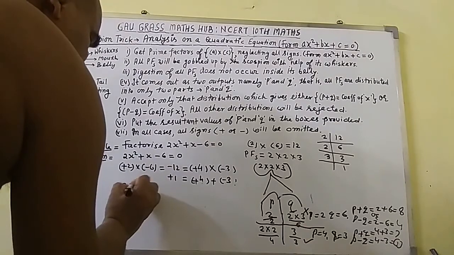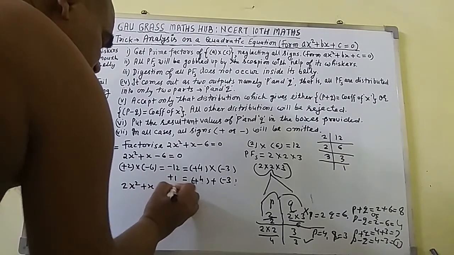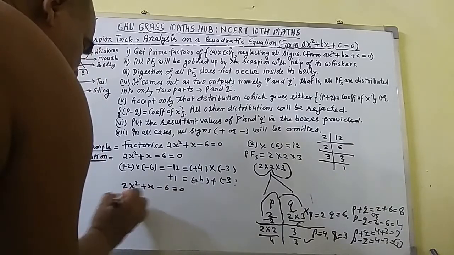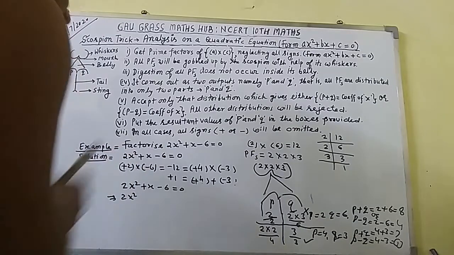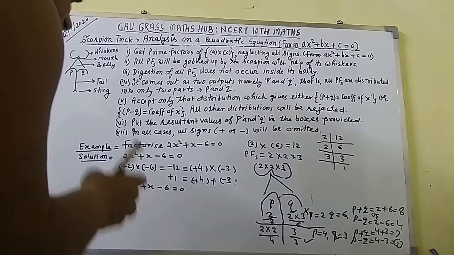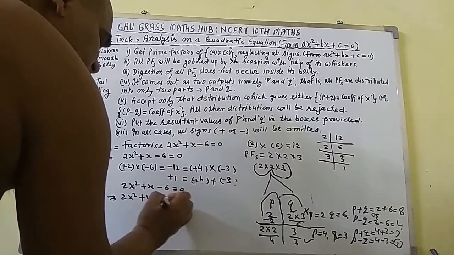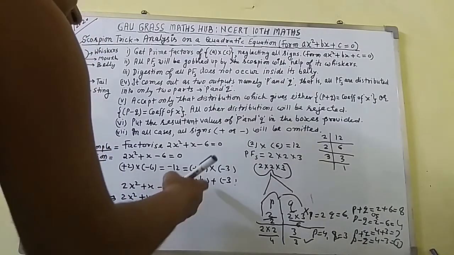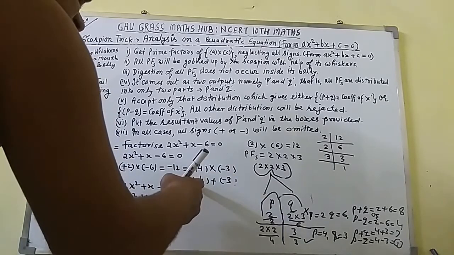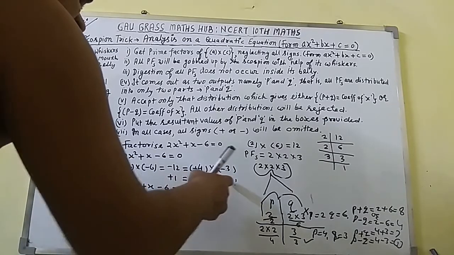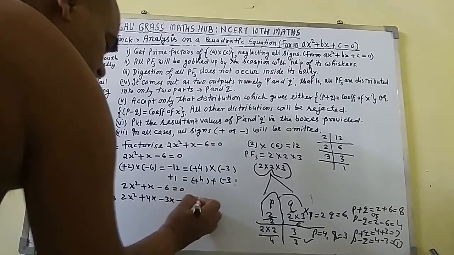Here I shall write the original quadratic equation, 2x square plus x minus 6 is equal to 0. Implies that 2x square, the middle term plus x will be split into two parts, plus 4x minus 3x, so you will get here plus 4x minus 3x. That's why I have written here minus 6 equal to 0.